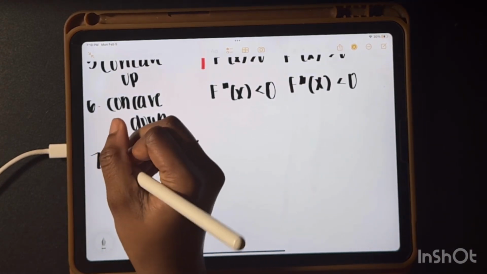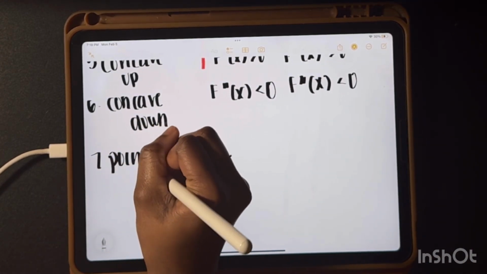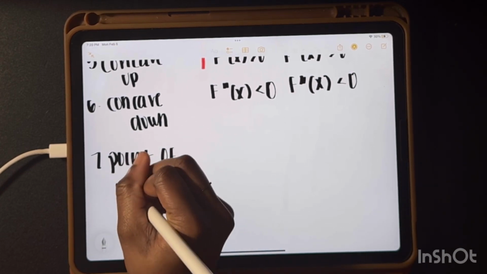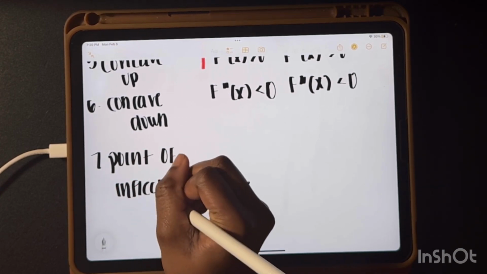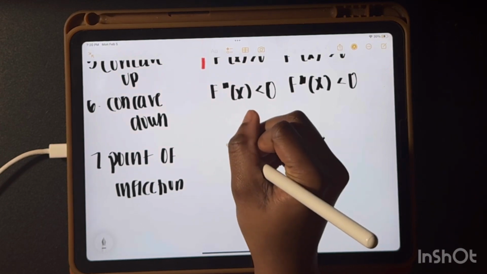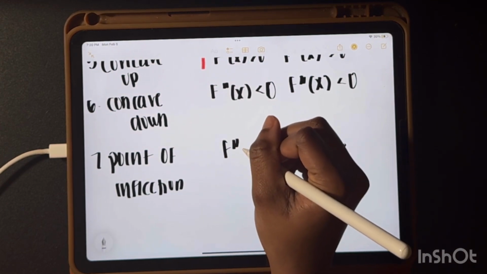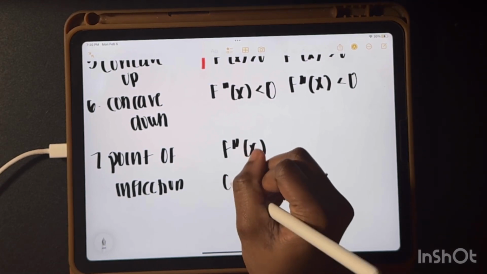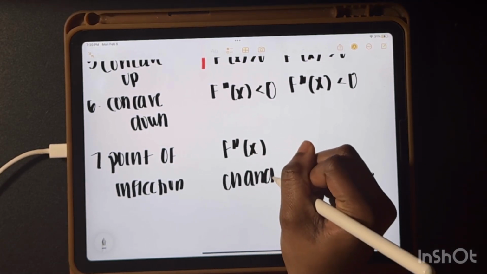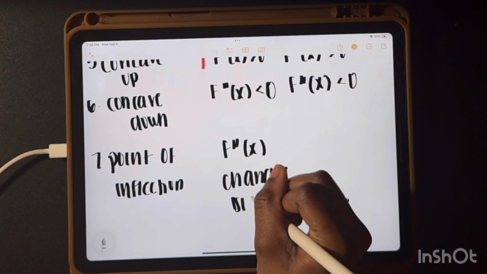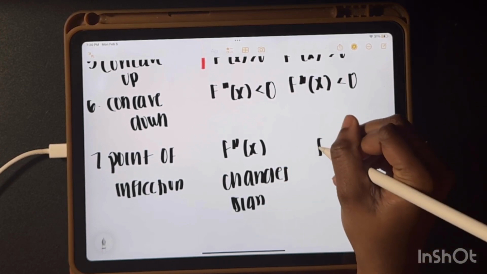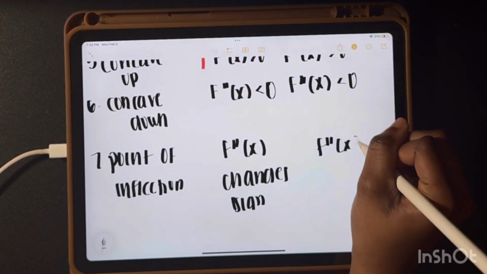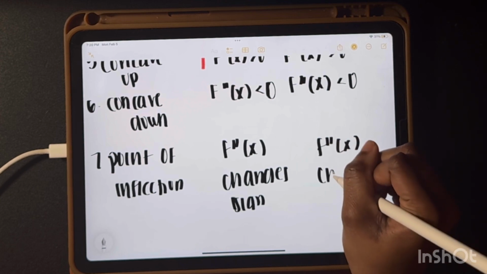And lastly, for points of inflection, this is when our F double prime changes sign, or when our f double prime changes sign as well.